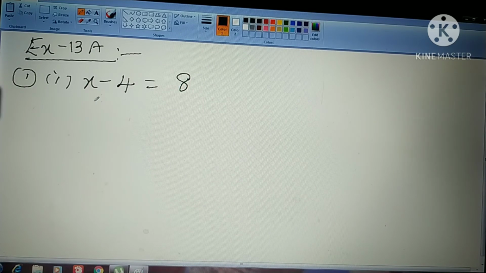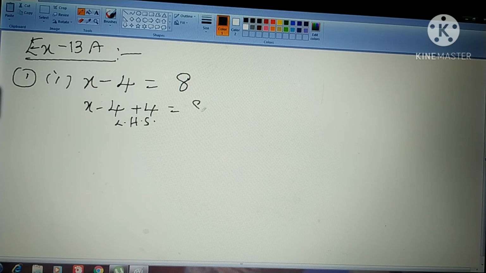Okay, see here. To find x, our main purpose is to have x only. We have to eliminate this minus 4. So to eliminate this minus 4, I am adding plus 4 here. This is the LHS and this is the RHS. Whatever we do on the left hand side, we have to do the same thing on the right hand side also.